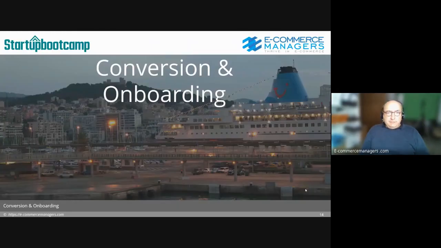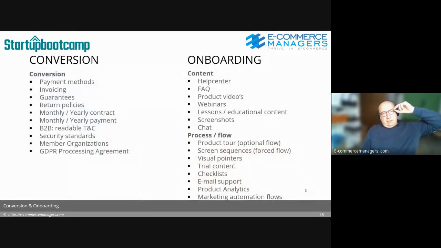Today: conversion and onboarding. We're going to talk a little bit about conversion: payment methods, invoicing, guarantees and warranties, return policies, contracts, and then some things about having readable terms and conditions, not too heavy legal language, so they don't have to hire a lawyer or solicitor to get through your terms and conditions, but in quite normal, readable, written language. Security standards, especially in B2B, that's more important.